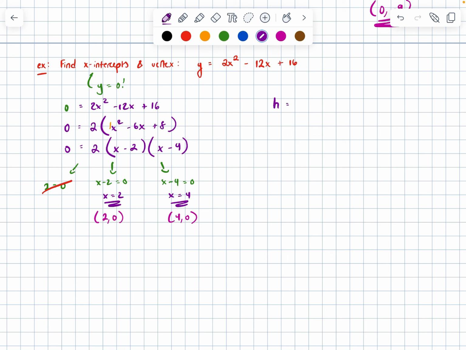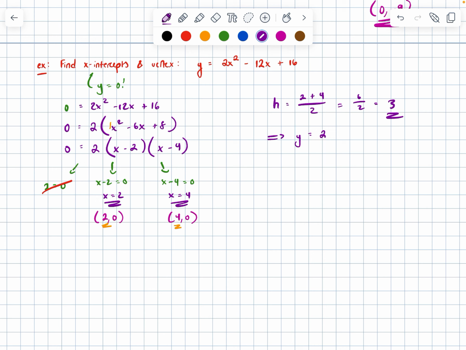Now for my vertex. Remember to find the x value of the vertex, which we often say is h, I need to find the average of the x-coordinates of my intercepts. Well, between 2 and 4 is 3, so I can do that logically. Let's also show it algebraically to confirm. So this is going to be 2 plus 4 divided by 2. 2 plus 4 is 6, and 6 divided by 2 is indeed 3. So here, the x value of my vertex is going to be 3.